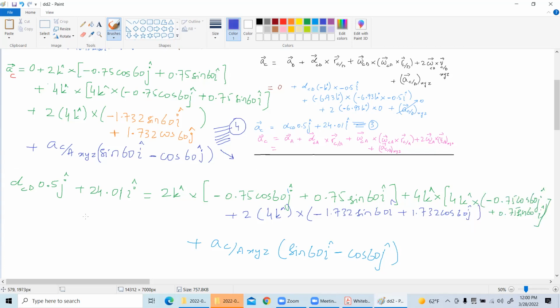So let's call this big equation my equation 5. How many unknowns do you have? What are those unknowns? Alpha CD and AC with respect to A, XYZ. Two equations, two unknowns. Take out the I components, select them, take the J components, select them, compare them. Two equations, two unknowns. What is the final answer?